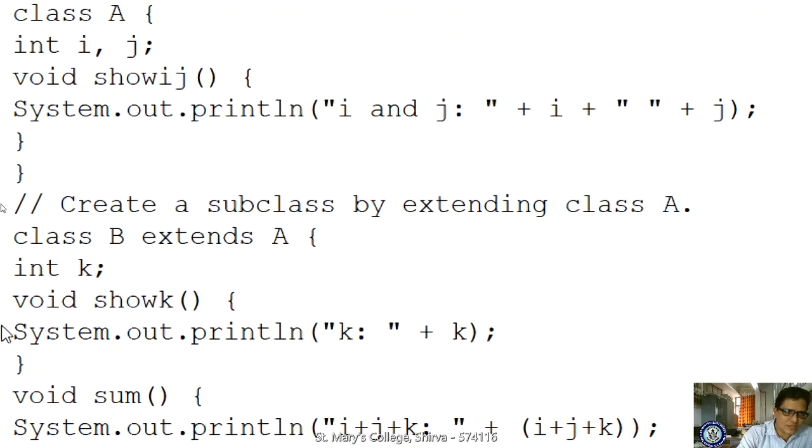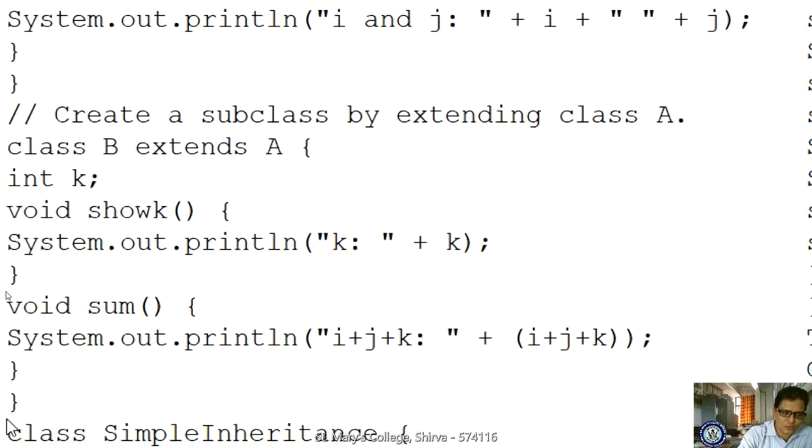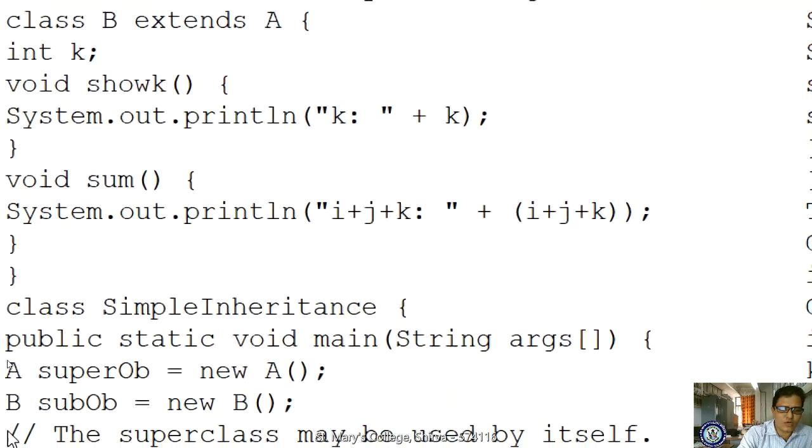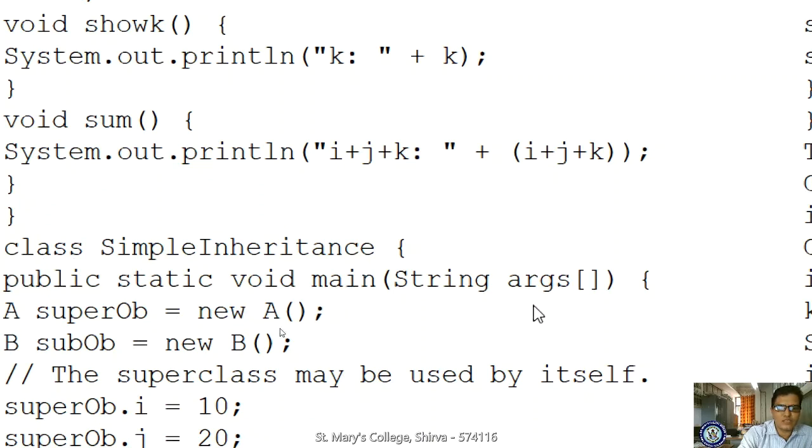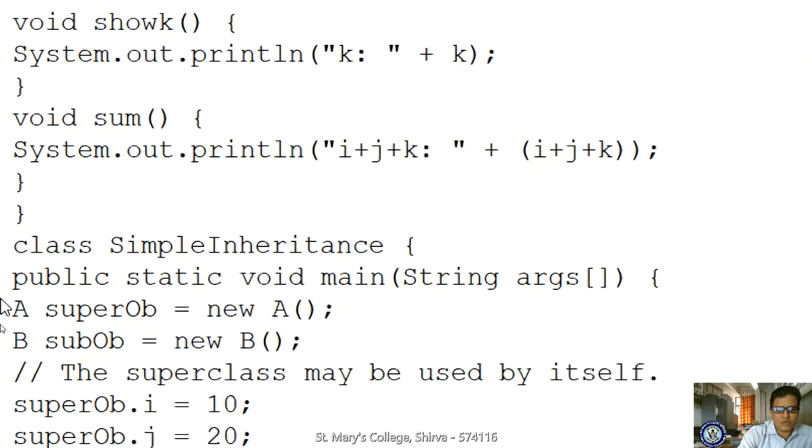Is there any main method in class A and class B? No. Now I am writing one more class. The name of the class is SimpleInheritance. In this, the main method exists. So public static void main(String args[]) is the main method. Here I am creating the object of the superclass. What is the name of the superclass? A.